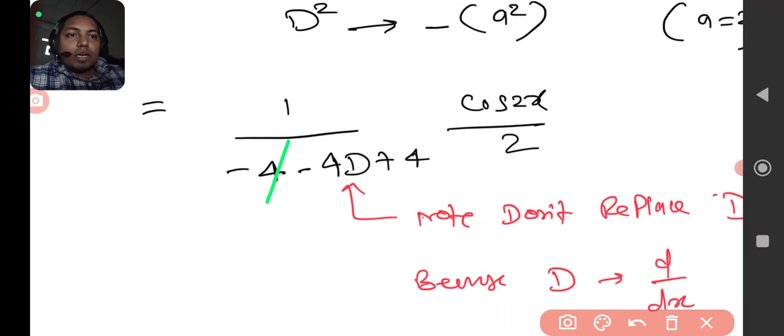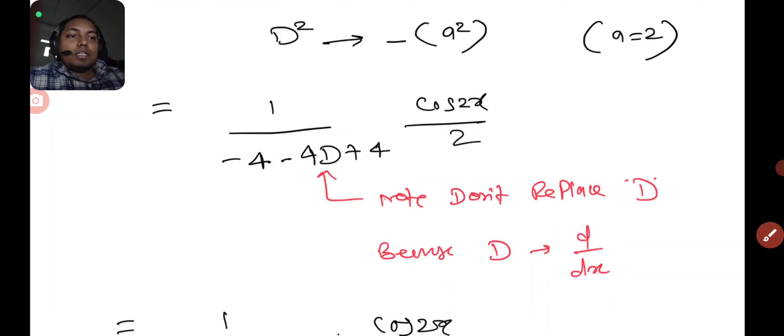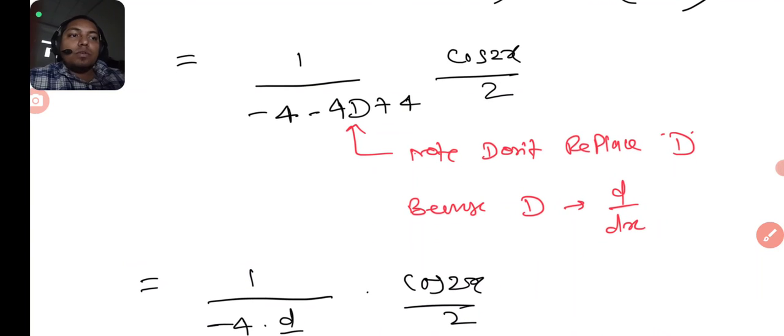This minus 4 and this 4 will get cancelled. Then minus 4d will be remaining. Okay, so you remember this d you will replace with 1 d by dx. This dx will go up and it will become integration.